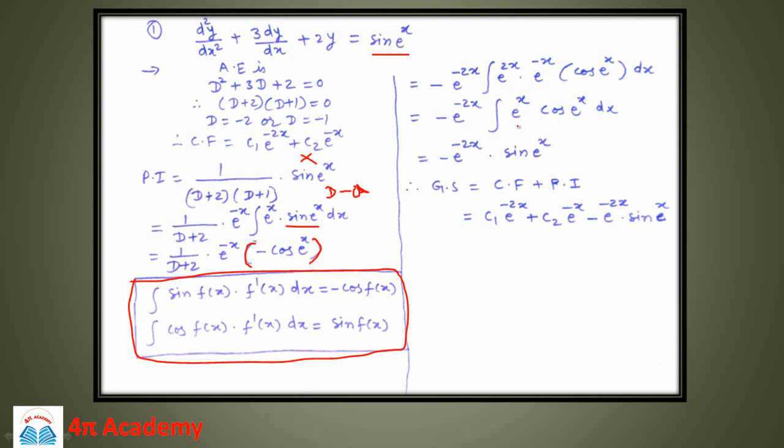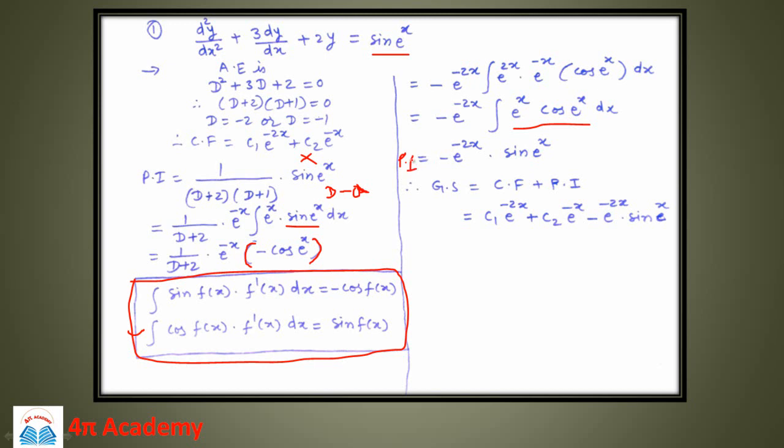So again this integral is in the form of this standard integral. Because if I consider e raised to power x as f of x, then the derivative of e raised to power x is again e raised to power x, so this is of the form integration of cos of f of x into f dash of x dx, and its integral is sine of f of x, so it will be sine of e raised to power x, because f of x is e raised to power x. So this will be equal to minus e raised to power minus 2x into sine of e raised to power x. So this is my particular integral.